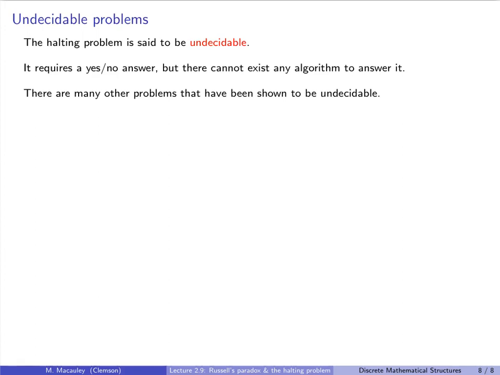Since Turing's proof of the halting problem, there have been many other problems in mathematics that have been shown to be undecidable. And I don't know the details about most of these, but I know that for a lot of these, the proof goes by assuming that these problems could be solved and showing that that will actually solve the halting problem. And that is the contradiction.